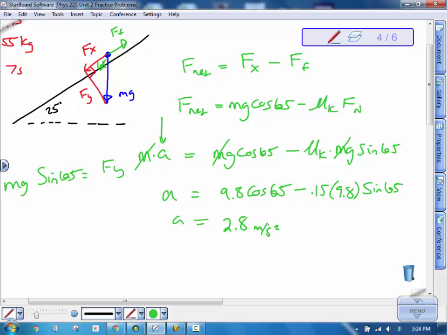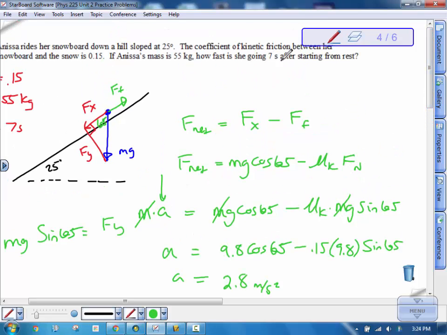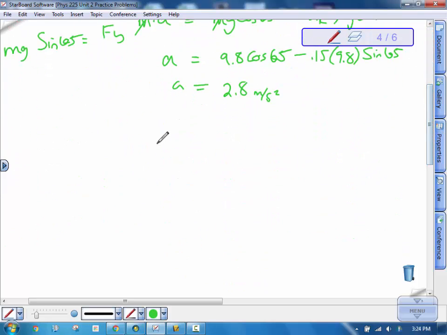And if that's the acceleration, then they said 7 seconds later how fast is she going, so we can just use the definition of average acceleration, which is change in velocity over change in time. So we have 2.8 equals the final velocity minus the initial velocity. The initial velocity is just 0 though, divided by the time of 7 seconds. So we'll just multiply this by 7, and that gives us about 19.7 meters per second.